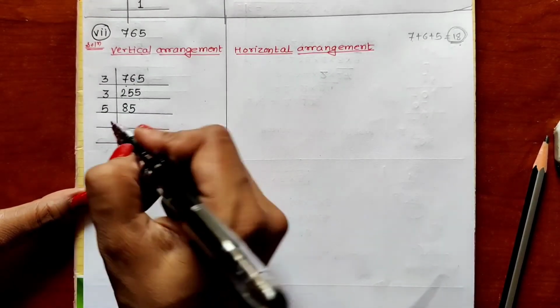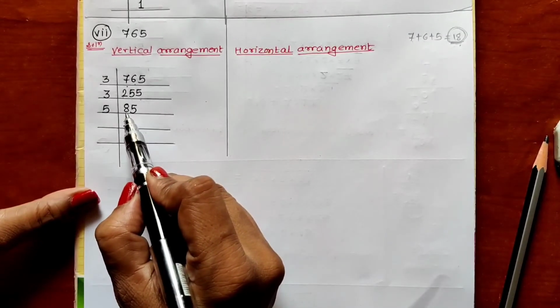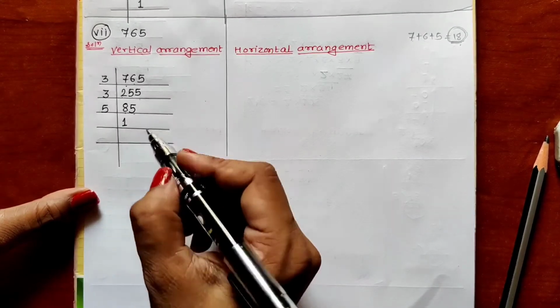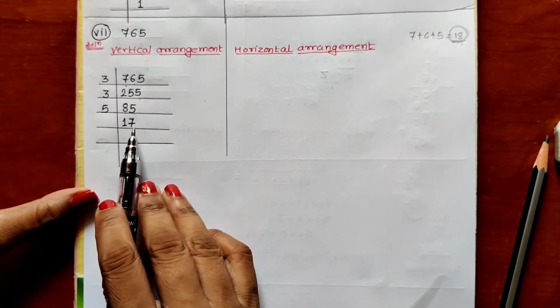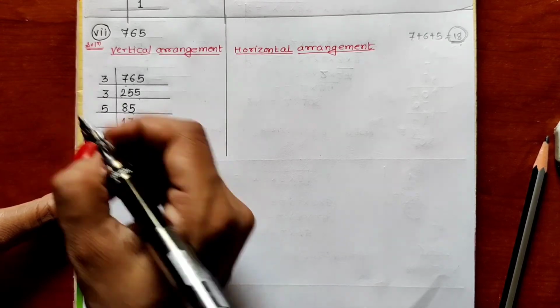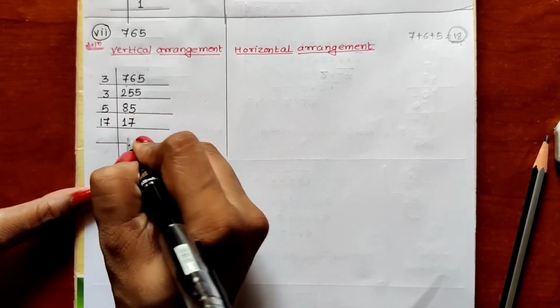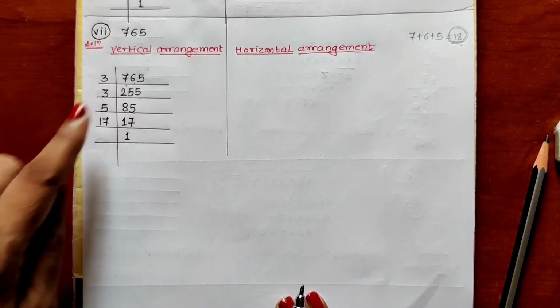Divide by 5. 5 ones are 5. 8 minus 5, 3 remaining. This 5 means 35. 5 7s are 35. We have got 17. 17 is a prime number. It is not divisible by any other number except itself. So we write here 17 ones are 17. So in this way we have got the factors of 765.